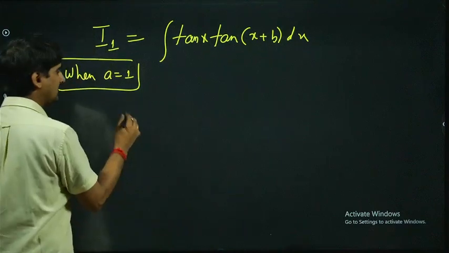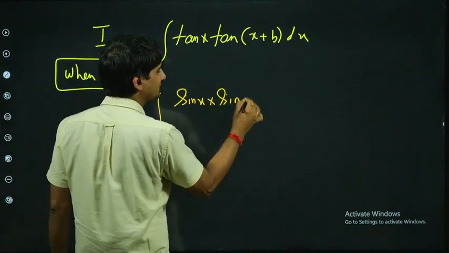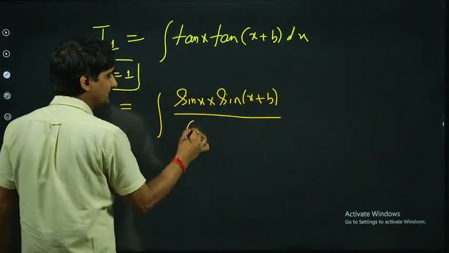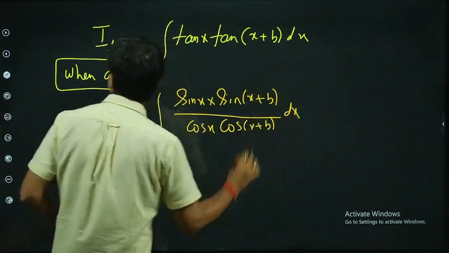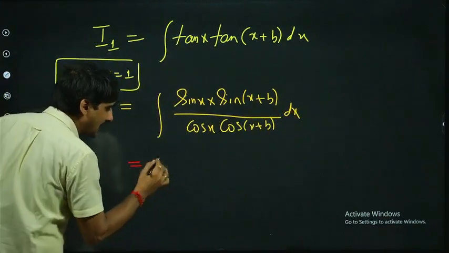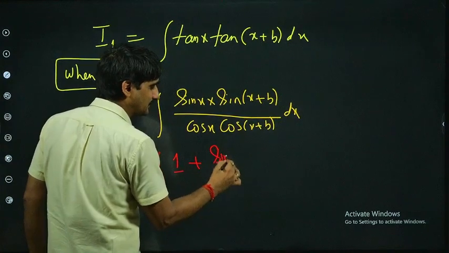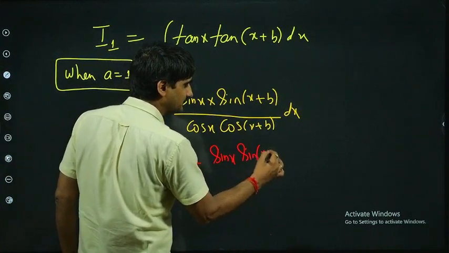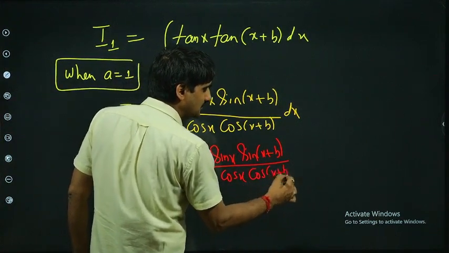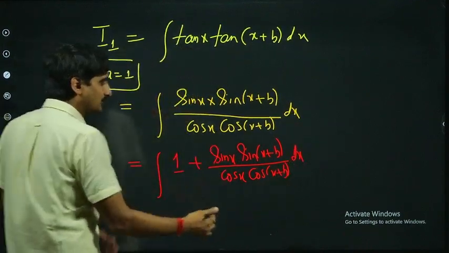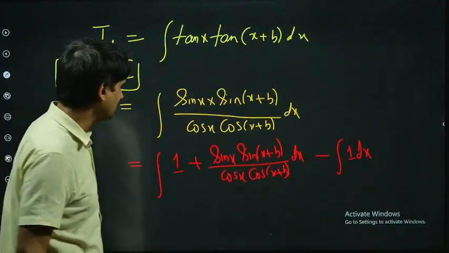Now the idea is, see why I picked up this question, because of a simple manipulation that if we do, the question gets really simple to solve. What I will do here is add and subtract 1. That's the only manipulation I was talking about. So 1 plus sin x into sin of x plus b over cos x into cos of x plus b, integral of dx. Of course if I added 1, I need to subtract 1 within the integral, so minus integral of 1 with respect to x.